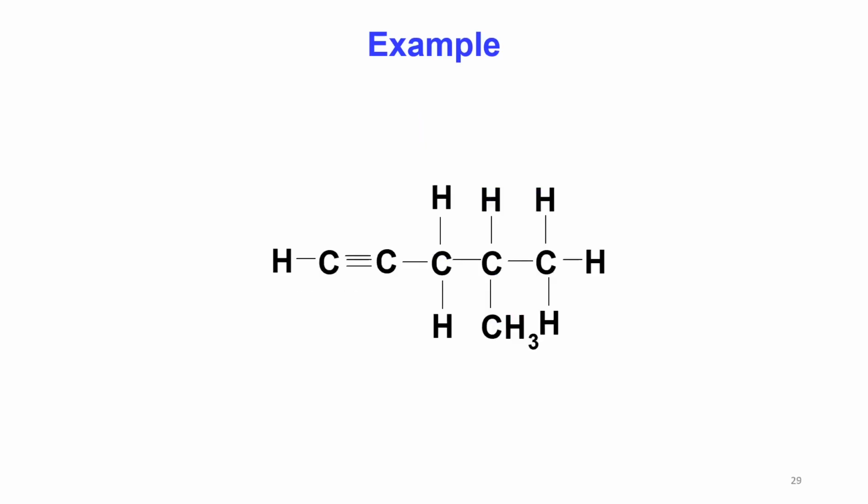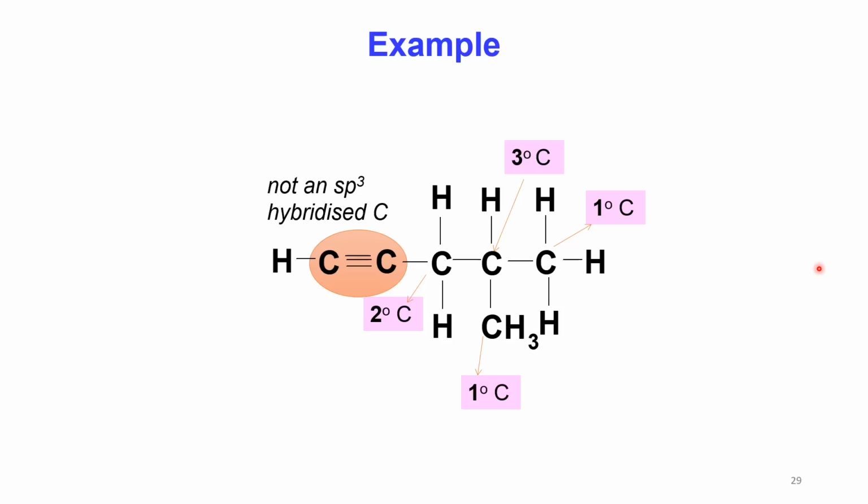Next, this is the example. So this is primary carbon. This is primary carbon. This is secondary carbon. And then this is tertiary carbon because it is bonded to another 3 carbon atoms. And it is not an sp3 hybridized carbon, so we cannot classify these 2 carbon atoms.